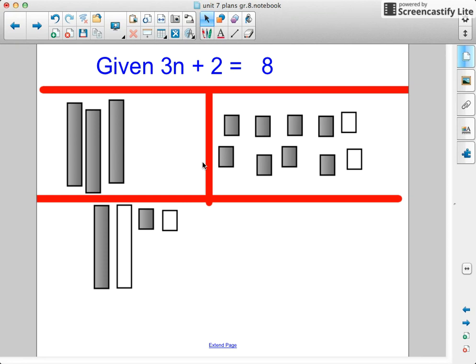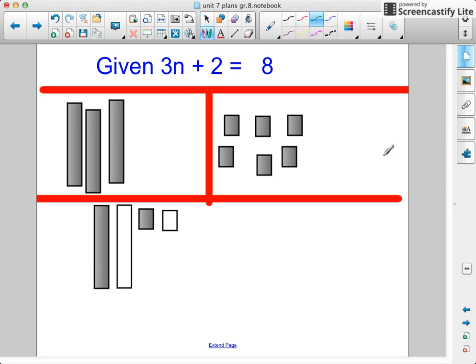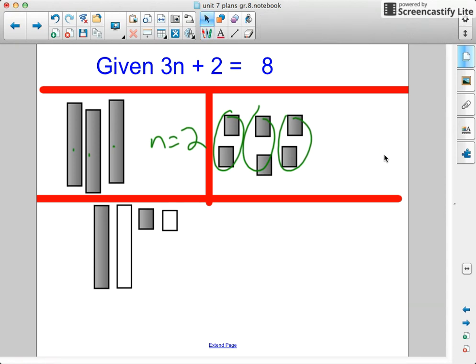And on this side now, I also have more to cancel out. So I cancel out my 0 pairs. So those are going to be gone. And I have 3n equal to 6 positives. Okay, so I'm going to split those into equal groups of 3 because I have 3 here. And n equals positive 2 again. Go back and check. 3 times 2 is 6, plus another 2 does equal 8, so I'm good.